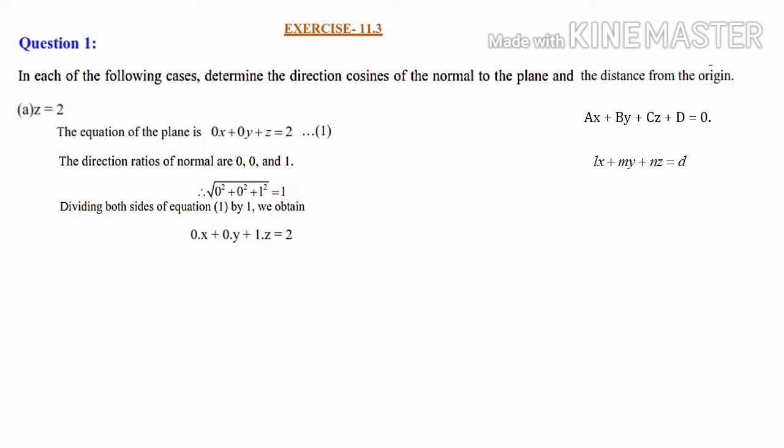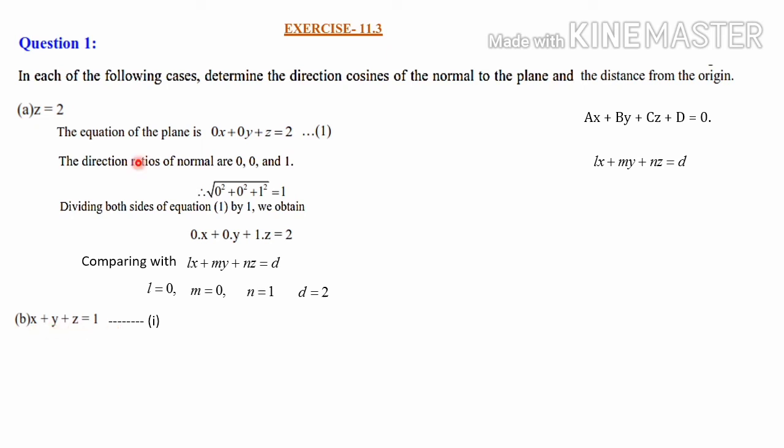Then we will get it as 0 by 1 is 0, so 0 into x. Again here 0 by 1 is 0, 0 into y. Then here 1 by 1 is 1, so 1 into z is equal to 2. This one is similar to Lx plus My plus Nz is equal to d, because we have already divided with this quantity. Then we have to compare this one with Lx plus My plus Nz is equal to d. We will get L is equal to 0, M is equal to 0, N is equal to 1 and D is equal to 2.